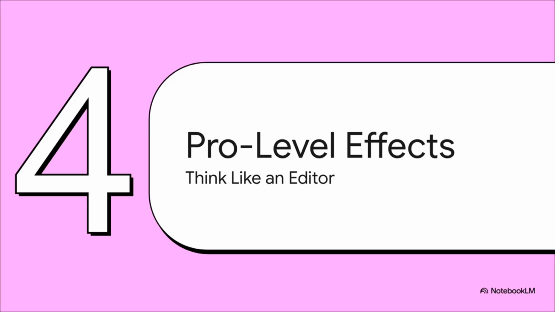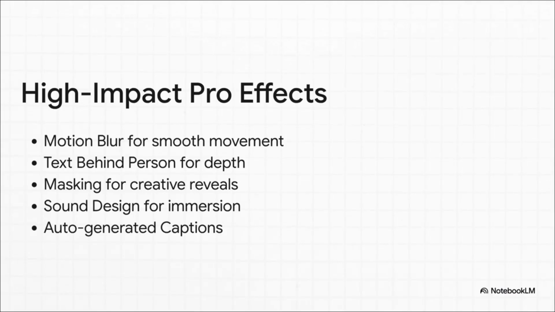Okay, time to level up. We're gonna dive into the stuff that really separates the beginners from the pros. This is where you start thinking like a real editor, not just someone who puts clips together. So what's in a pro's toolkit? Well, they use things like motion blur to make movement feel super smooth and cinematic. They do that cool text behind a person effect to create depth. They use masking for creative reveals. And oh man, they are obsessed with sound design to create a mood. And one last thing, always use auto captions. Seriously, it helps everyone and keeps people watching.